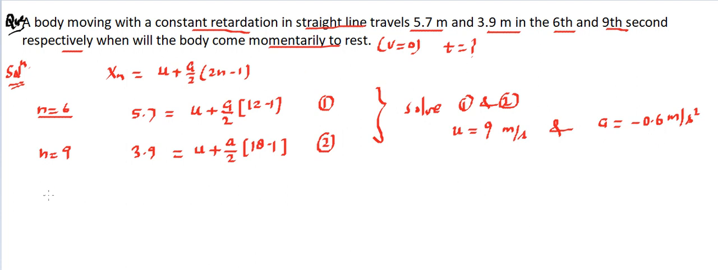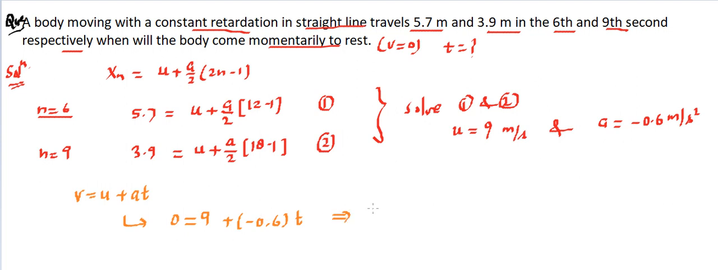So now we can go for this equation, v is equal to u plus at, because we need to find time, and we have been given the final velocity, and we have calculated the initial velocity. So use this: final velocity has to be 0, initial velocity came out to be 9, and a value is minus 0.6, into t. So from here we can find the time.